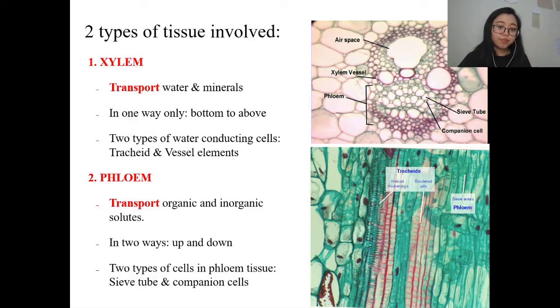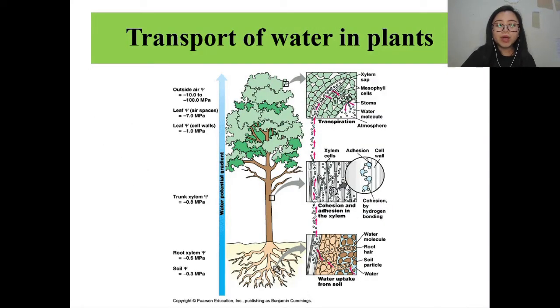Whereas the phloem will transport organic and inorganic solutes. So the transport direction is in two ways. It can be from middle to up or middle down. There are two types of cells that are present in the phloem tissue, which are the sieve tube and the companion cells. So when we look at transport of water in plants, it's going to start from the root and go to the leaves and also all the other shoots and other parts of the plants.